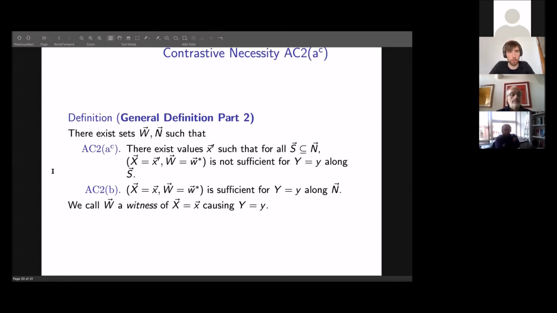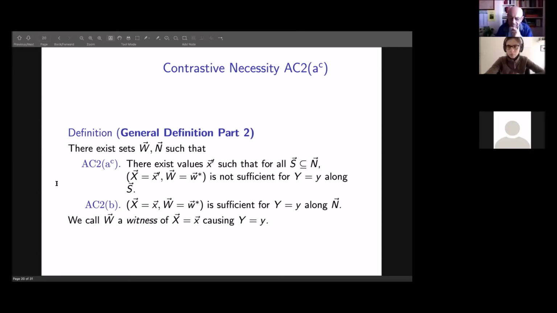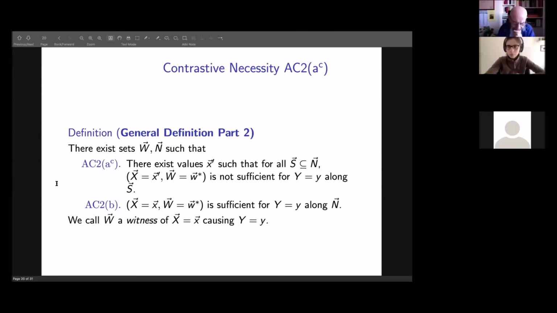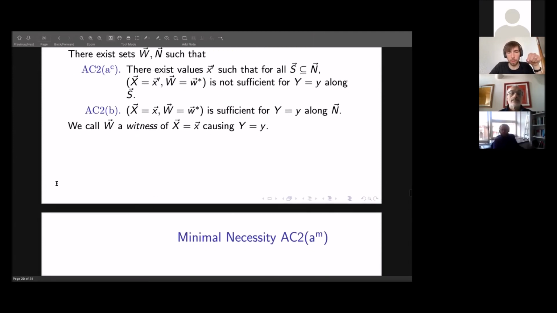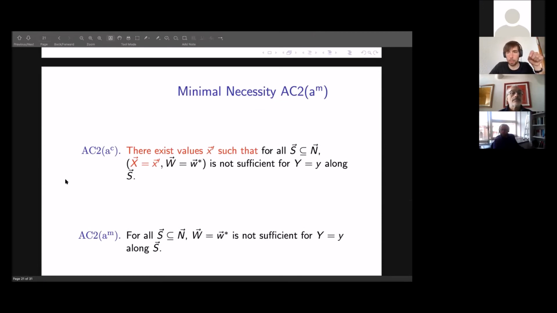Okay, so this is the definition. Namely, this is the general definition, and then we can fill in sufficiency according to any of the 6 options that I've defined. And that gives you 6 definitions of actual causation. Now, I've indicated here that I'm using contrastive necessity. An alternative would be to use minimal necessity, as I call it. And that could also be applied to each of the 6 notions of sufficiency, therefore giving 12 definitions in total.